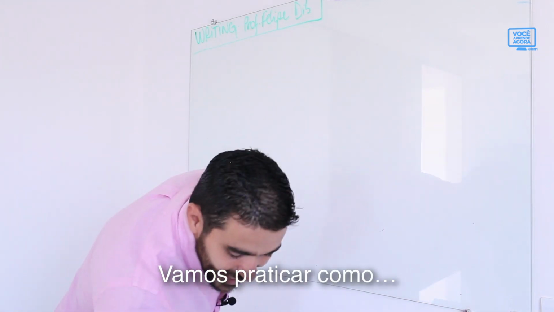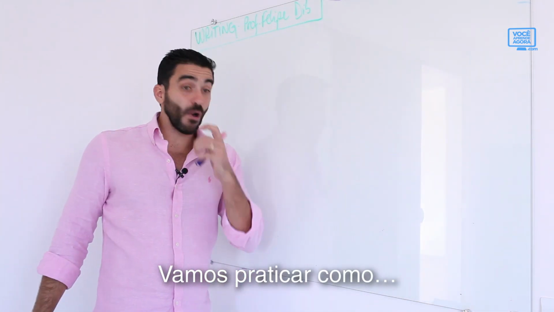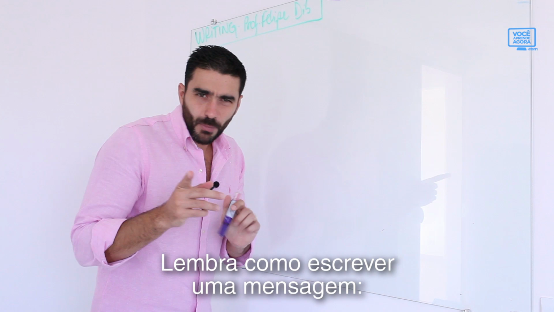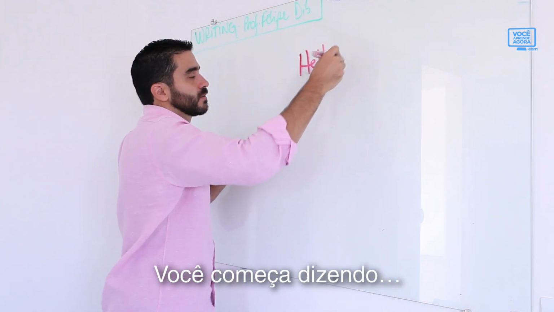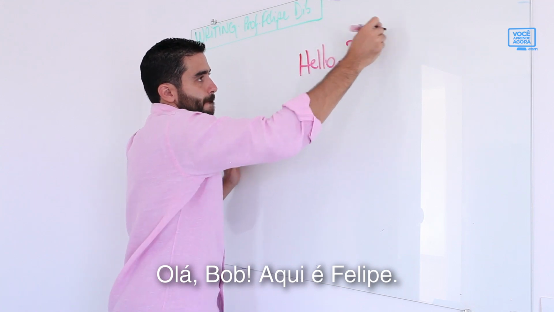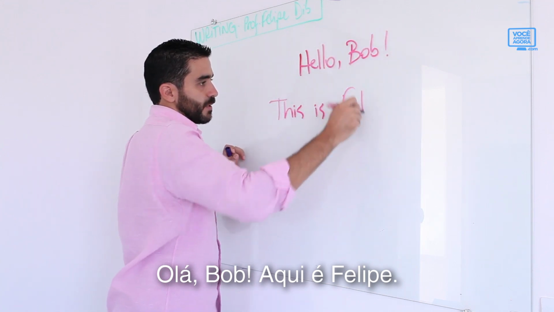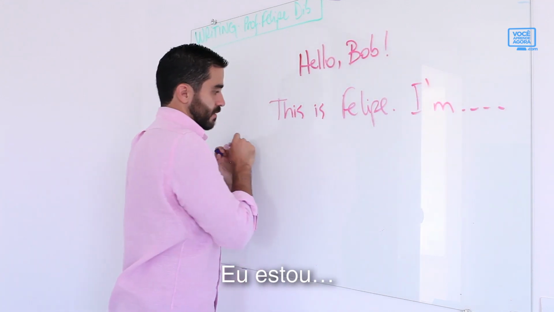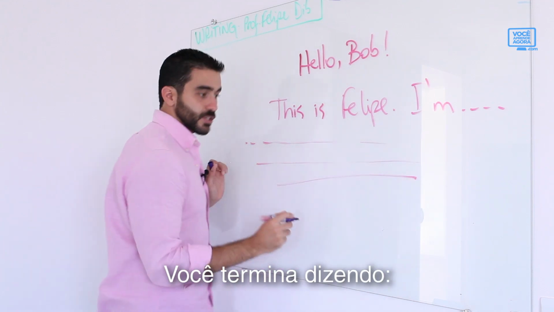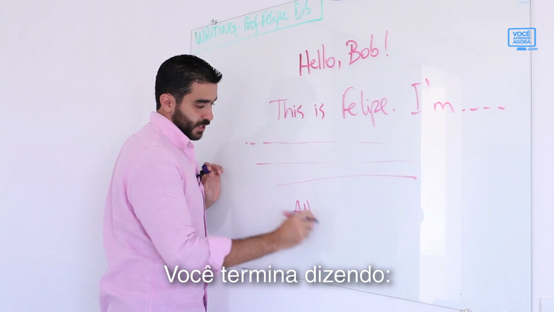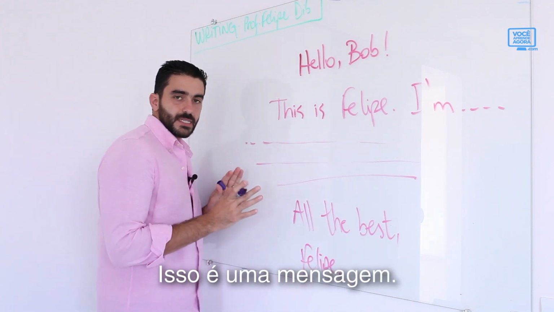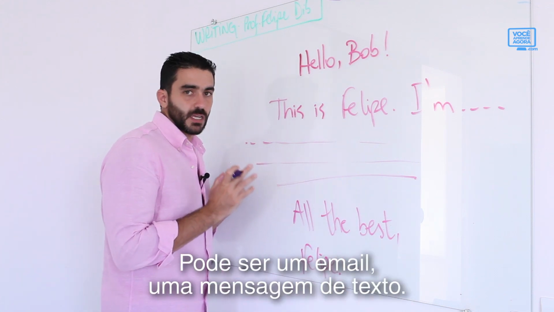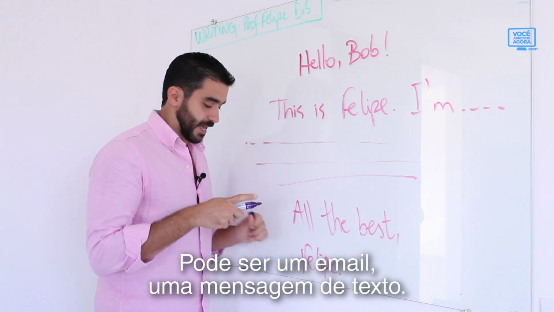Now, let's practice how to write a message. You start saying, "Hello, Bob. This is Felipe." You write the whole message and you answer. You finish saying, "All the best, Felipe." All right, this is a message. It can be an email, it can be an instant message.